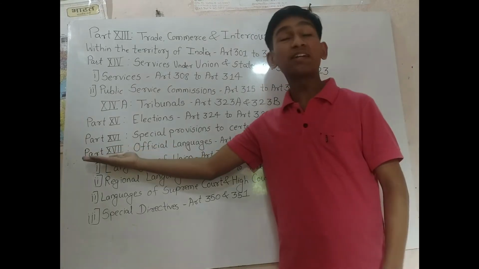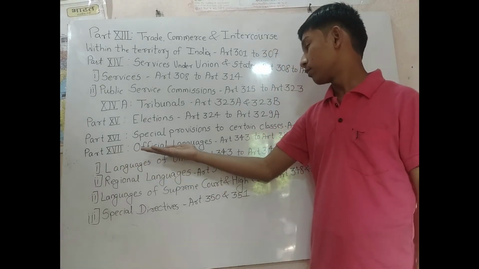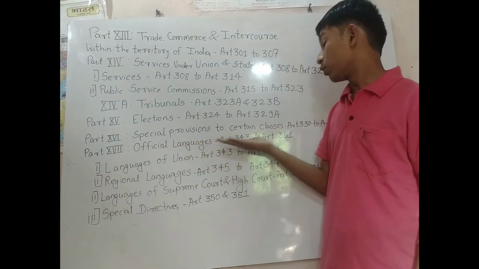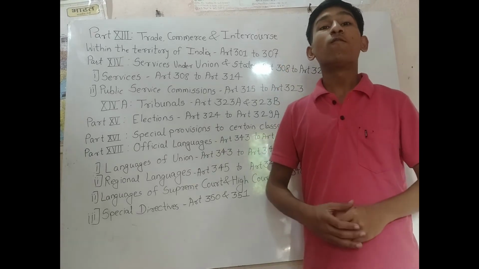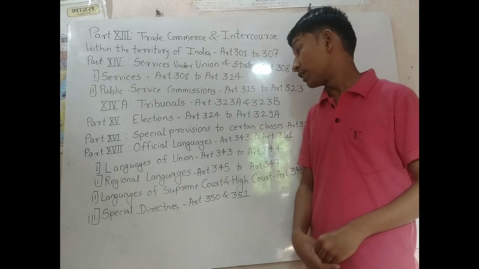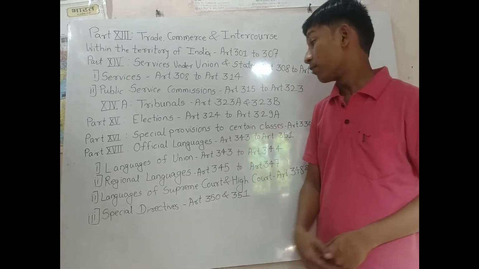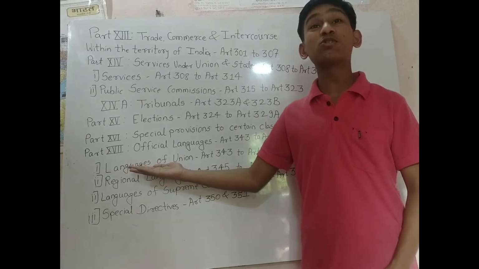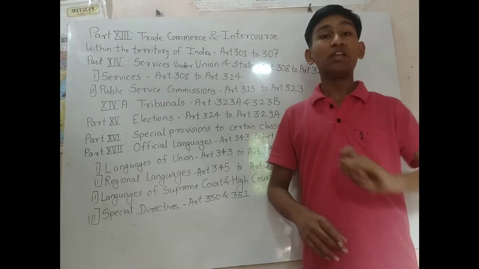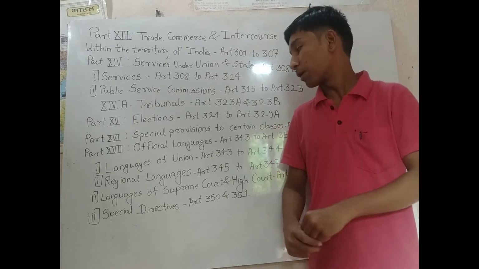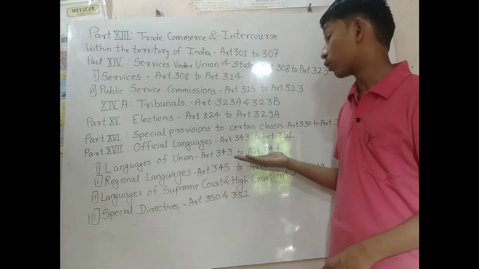Next, it's the Part 17th of the Indian Constitution regarding official languages, lying from Article 343 to Article 351. All types of languages which should be used for the official purpose are mentioned here in Article 343 to Article 351. The chapter first is regarding languages of the Union. Which languages should be used in the central government for the official purposes is given under Article 343 and Article 344.